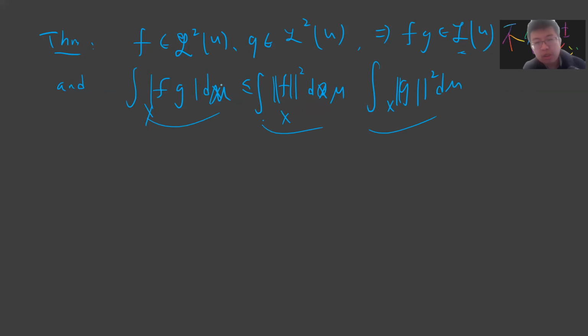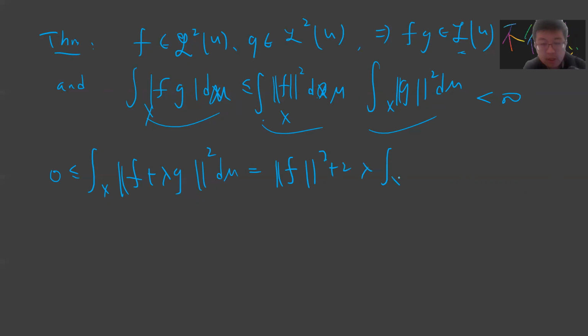Notice that this is finite, because these two are finite since they are L2. So we should prove that the absolute value of fg is finite, so this is L1. This proof is very standard. Basically, you just take f plus lambda g, take your lovely norm squared, and it becomes the norm of f squared plus 2 lambda times the integral of fg d mu plus lambda squared times the norm of g squared, and take the discriminant. The discriminant needs to be greater than or equal to 0 because this quantity is greater than or equal to 0. So you get your answer.